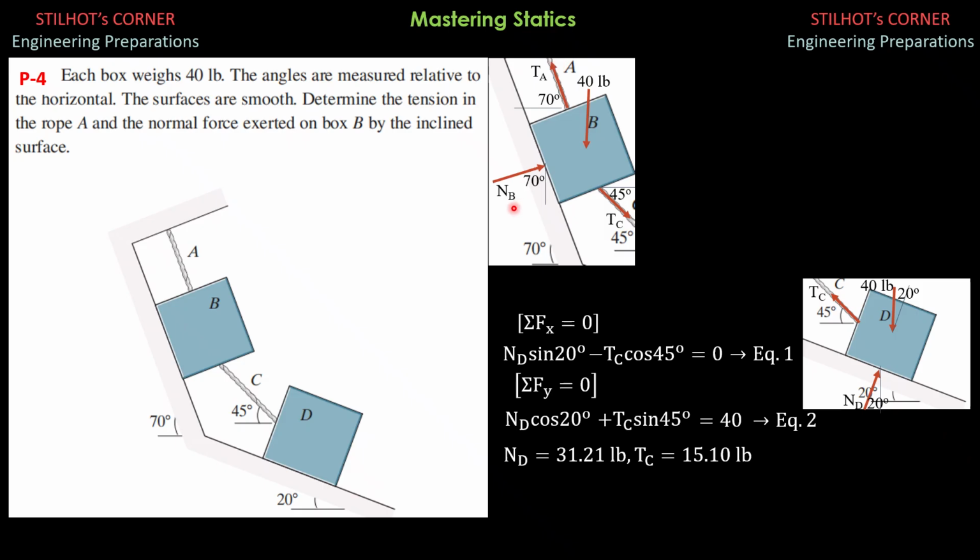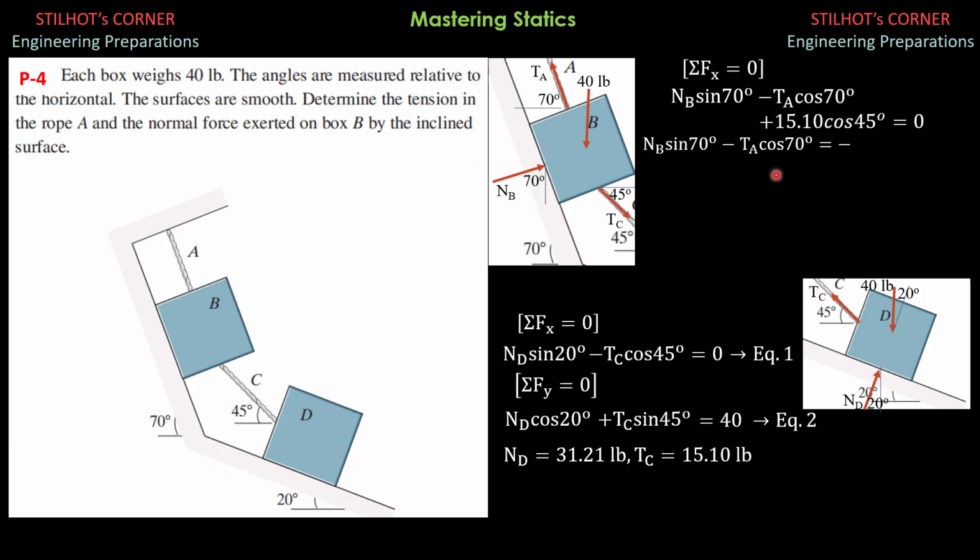So summation forces X equals 0. So NB sine of 70 degrees minus TA cosine of 70 degrees, then plus 15.1 T sub C cosine 45, then equals 0. So forming equation, NB sine 70 degrees minus T sub A cosine 70 degrees equals negative 10.68. Call that equation 3.